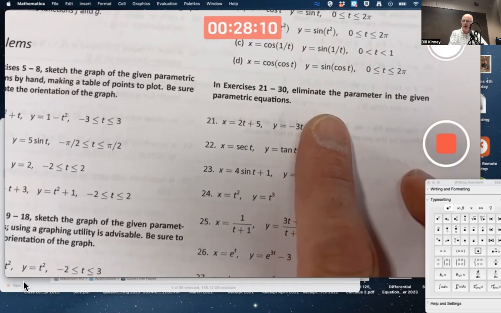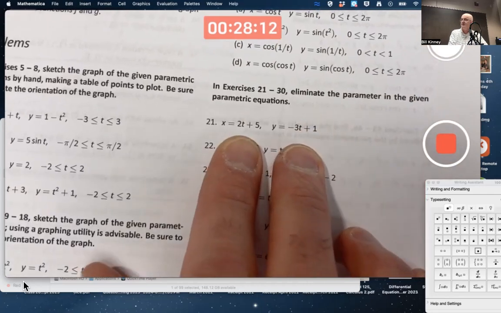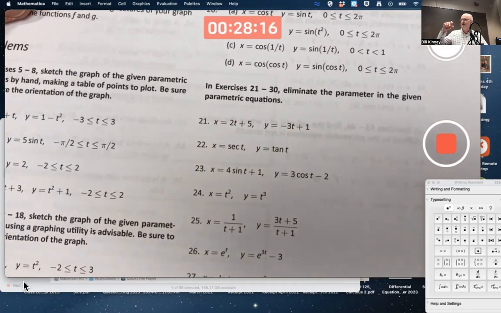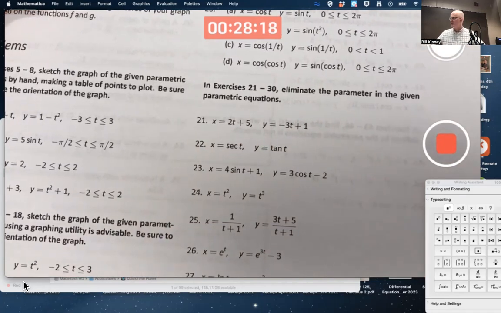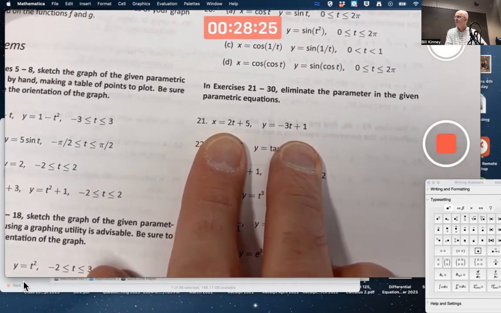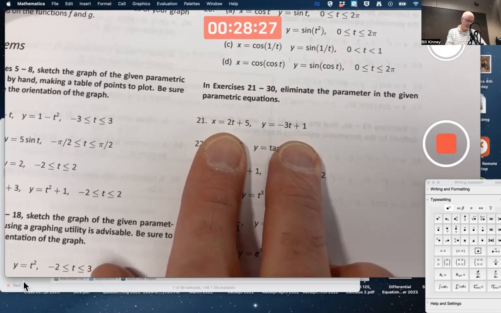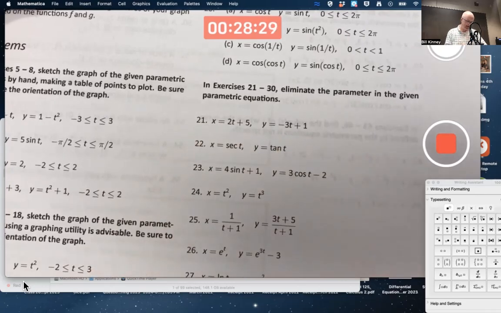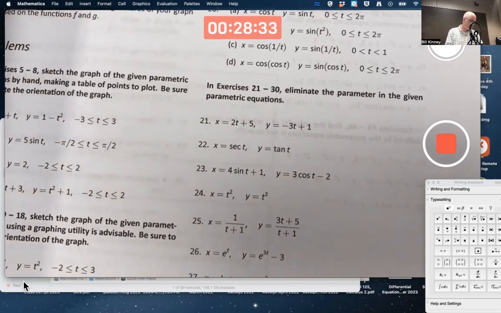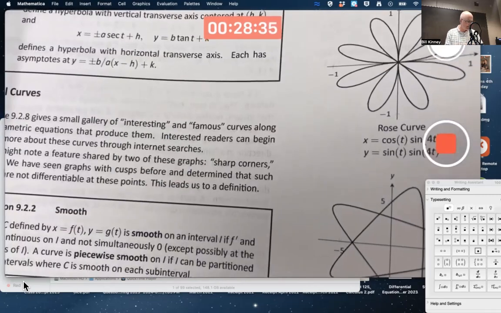Should be able to eliminate the parameter. Certainly with linear functions, it's fairly simple. In fact, in the three-dimensional case, when we do the symmetric equations, solving for t, that's the way you eliminate the parameter with three-dimensional examples. Some examples are a bit trickier. The book does 1 or 2 of those, eliminating the parameters.